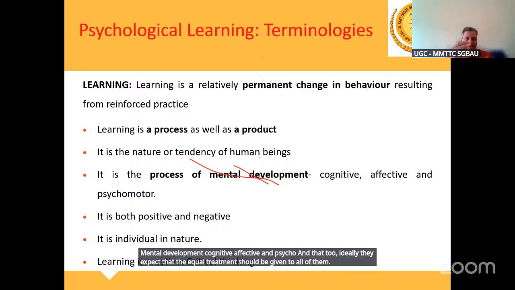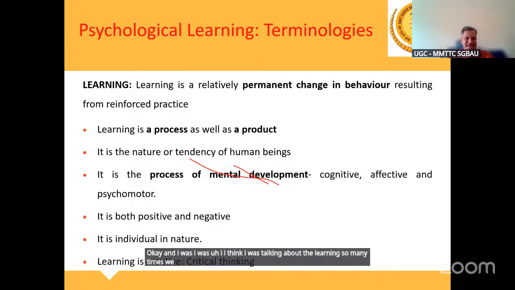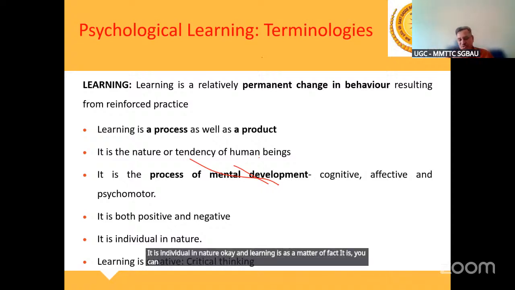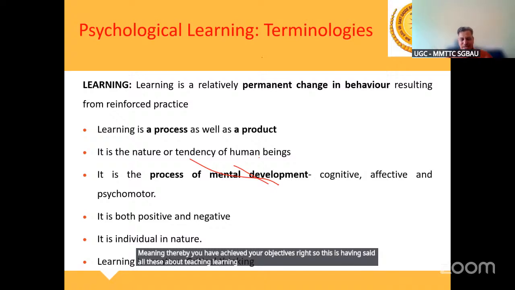Okay, and I think I was talking about the learning. Many times we say that learning is happening, meaning thereby positive kind of transfer is taking place. So it is not at all, okay? It is both positive and negative. It is individual in nature, okay? And learning is, as a matter of fact, a creative activity, which makes you a creative thinker. So if you are able to transform an ordinary student into a creative thinker, meaning thereby you have achieved your objectives, right?